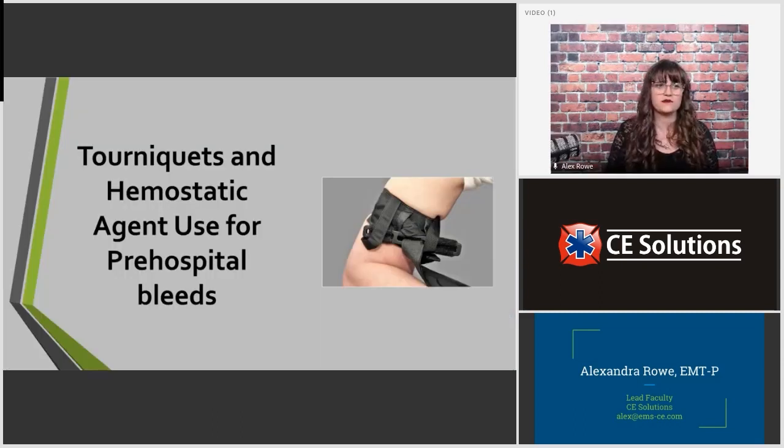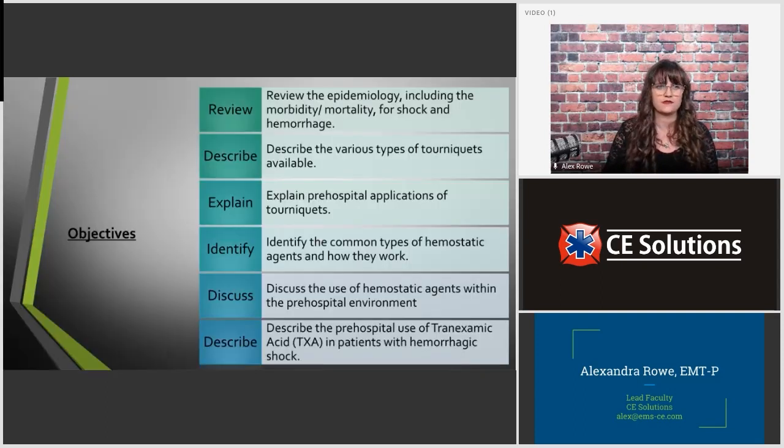Our last section is going to be over tourniquets and hemostatic agent use for pre-hospital bleeds. Our objectives for this section: we're going to review the epidemiology, including the morbidity and mortality for shock and hemorrhage, describe the various types of tourniquets available, explain pre-hospital applications of tourniquets, identify the common types of hemostatic agents and how they work, discuss the use of hemostatic agents within the pre-hospital environment, and lastly, describe the pre-hospital use of tranexamic acid in patients with hemorrhagic shock.